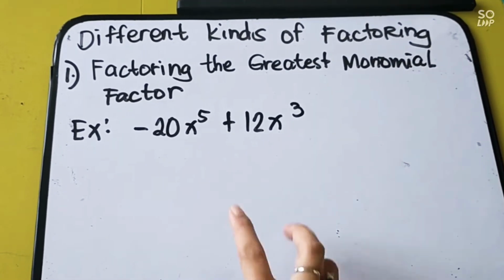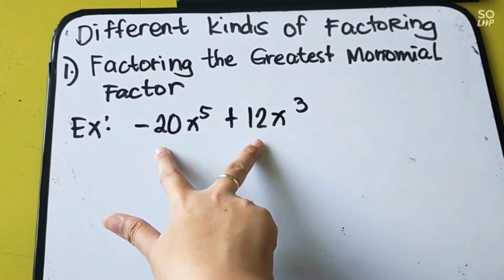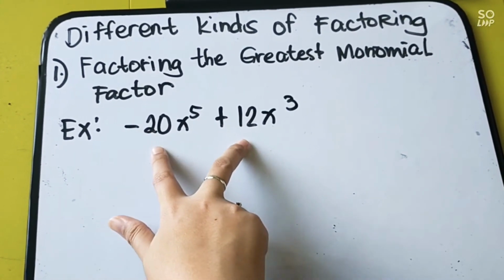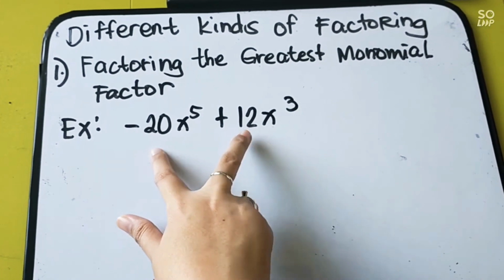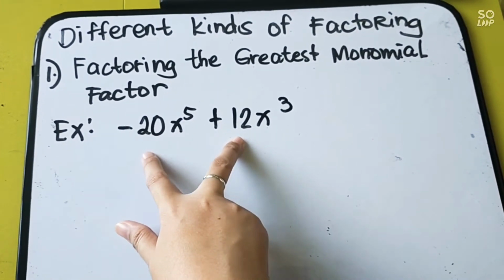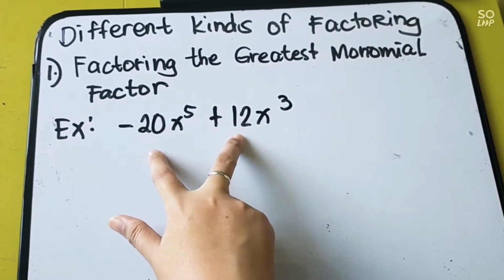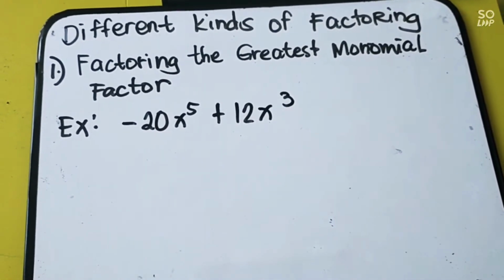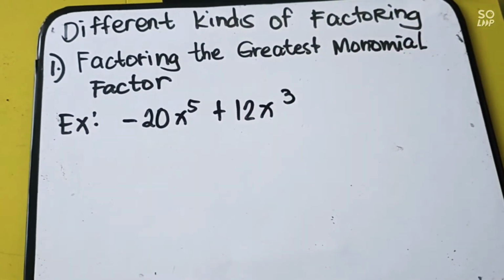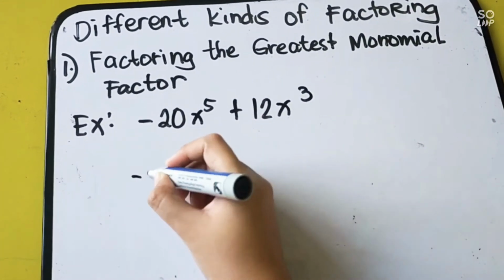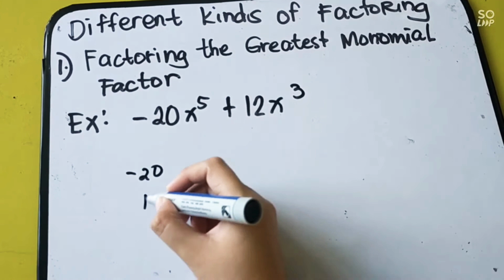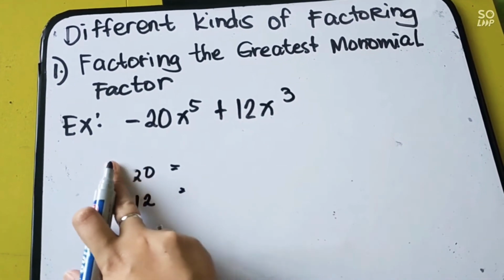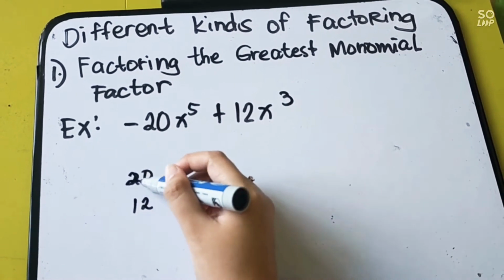Let's start with the numbers. We have negative 20 and 12. What is the number that you can divide into 20 and 12? The highest or greatest number that you can divide into 20 and 12. We have negative 20 and 12. Let us divide. Oh, let's just use the positive, we will stay with the positive.